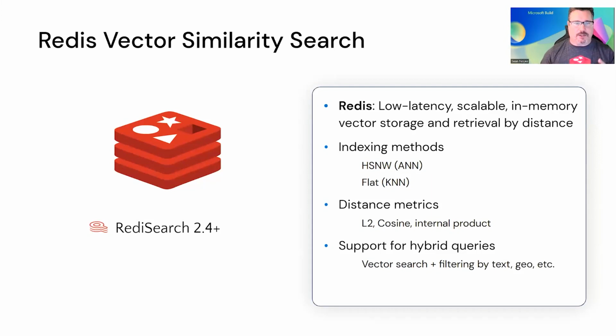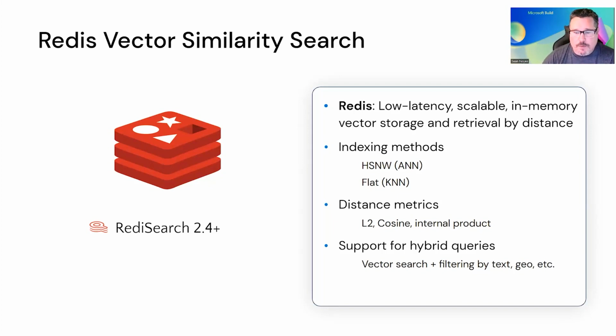So the next section I wanted to tackle has been very popular lately with the rise of ChatGPT and OpenAI and all the other AI ML engines out there. Redis Vector Similarity Search is part of the native search available from within Redis Search. So we provide that low latency, scalable in-memory vector storage and retrieval by distance. We use a couple of different indexing methods, HNSW, flat, and then distance metrics, which are the way that we're calculating the distance between the vectors.